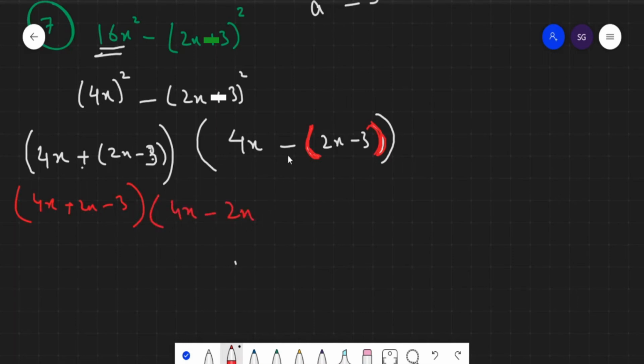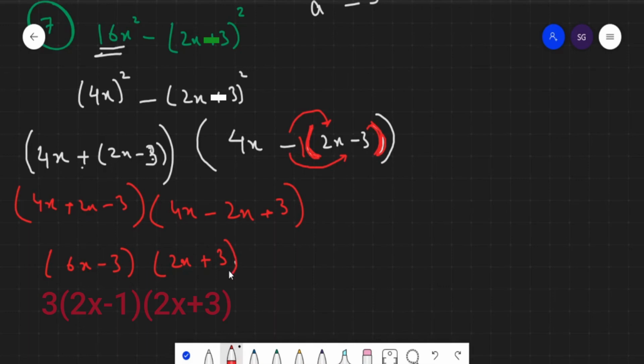See, this is where the common mistake is. We forget to multiply this negative sign with the negative 3. We only do that correctly because we are using the brackets. Now that the bracket is in place, I know that this negative sign is multiplied by each of the terms, so negative 2x and positive 3. And now we simplify them. So this is 6x minus 3, and from the second bracket we have 2x plus 3. So guys, this is about the first 4 rules for factorization. And now we move on to the fifth one.